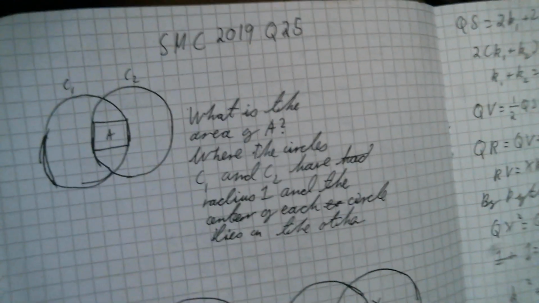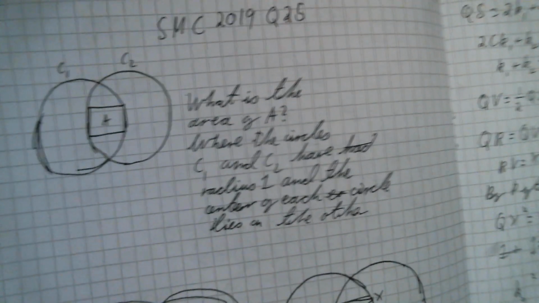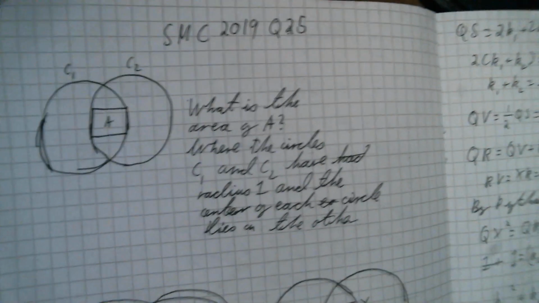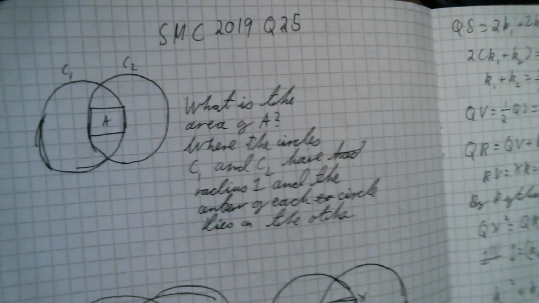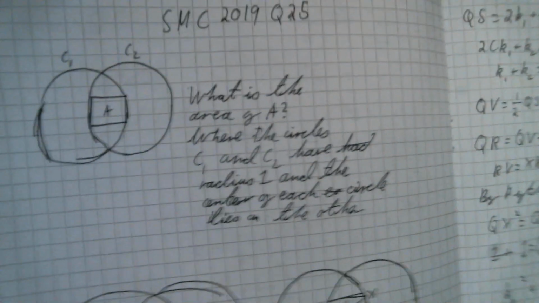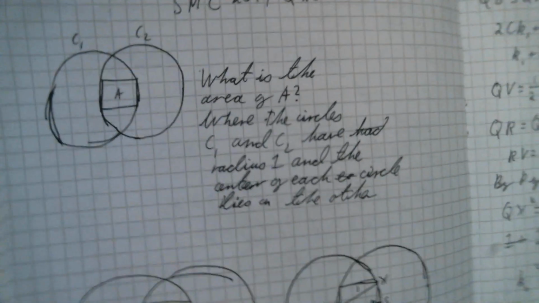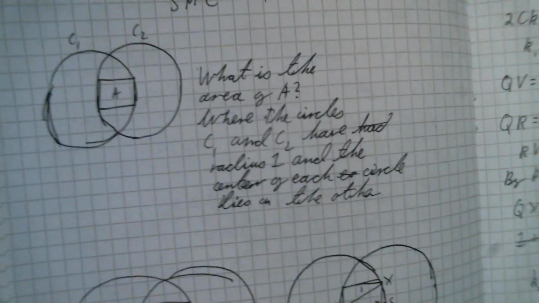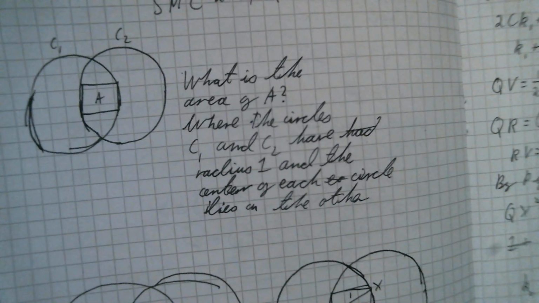So hello everybody. Today I'll be going through the SMC Senior Math Challenge 2019 question 25. In that question we're asked, what is the area of square A, where the circles C1 and C2 have radius 1 and the centre of each circle lies on the other.